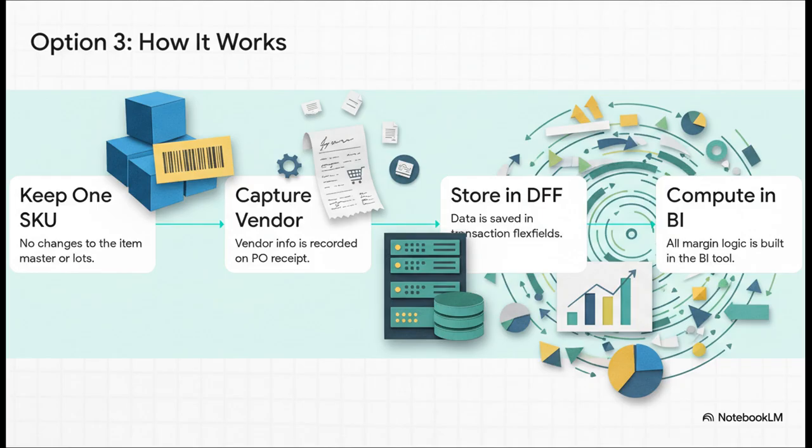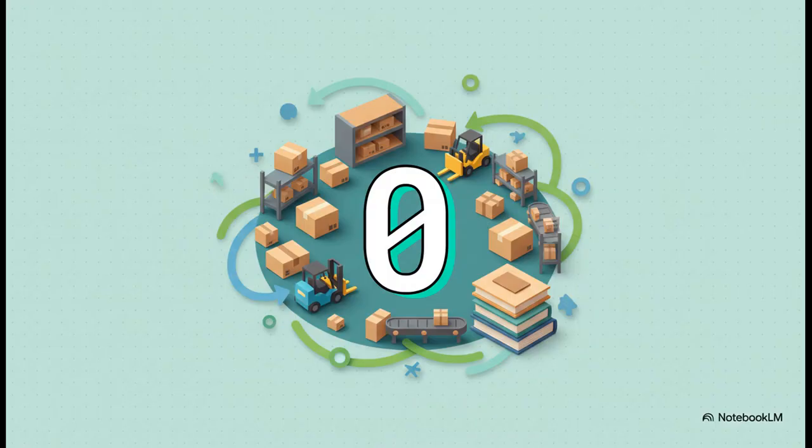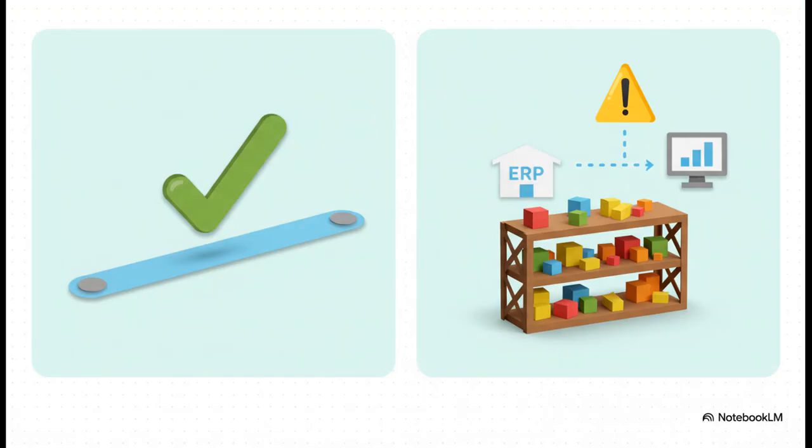All the magic happens in the report, not in your ERP. And hey, just like option 1, the number of new SKUs you have to create is, you guessed it, 0. For your folks on the warehouse floor and your item master team, it is completely business as usual. Almost nothing changes for them day to day. So here's where you've got to be really careful. While this option is the easiest to get up and running, it comes with some major sacrifices.